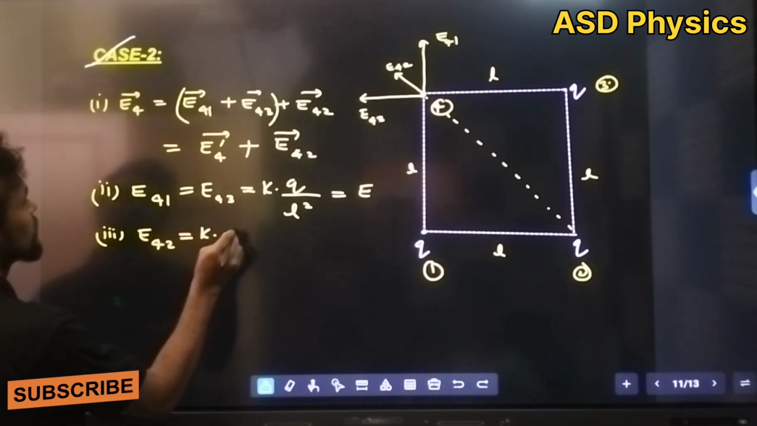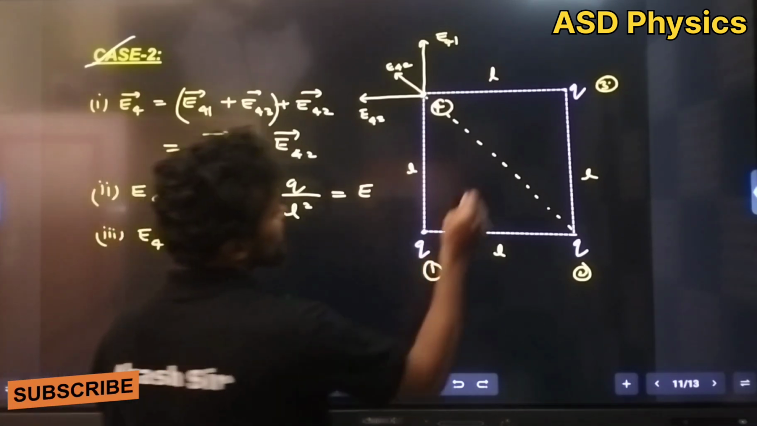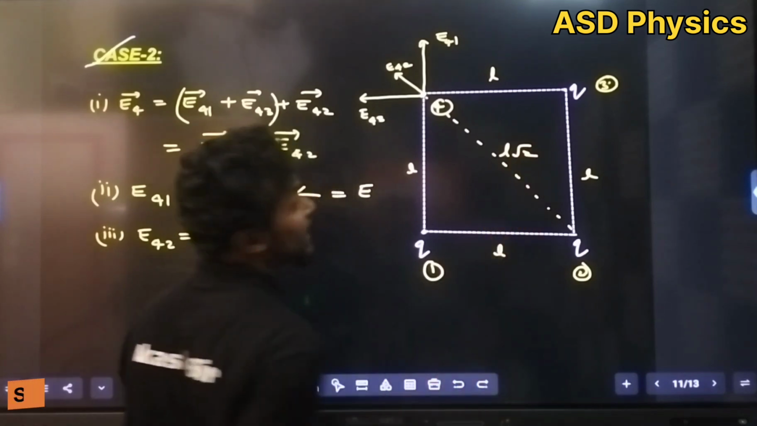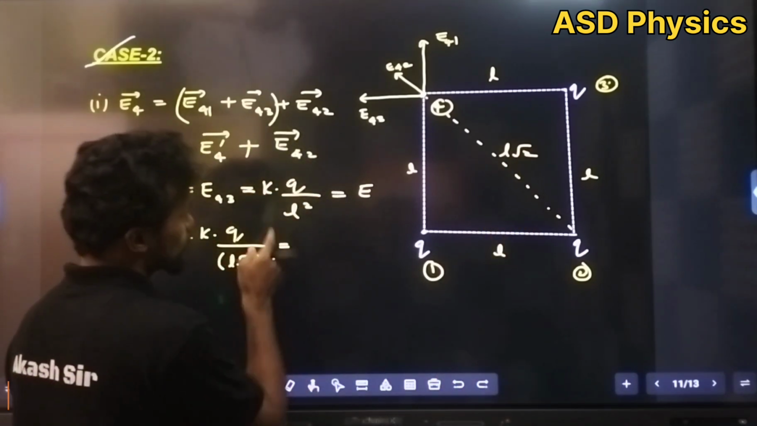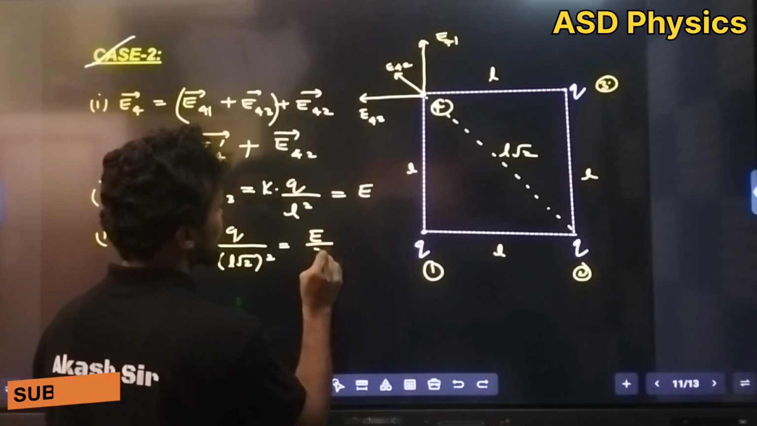E42 will be how much here? K into Q by, can you guess this length, how much is it here? This length is L root 2. So students, L root 2 whole square. When you simplify this, it will come to E by 2 here.